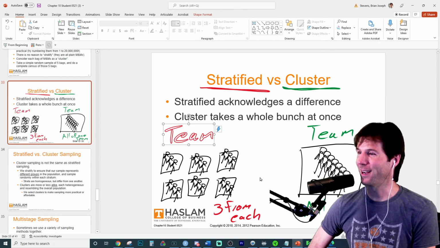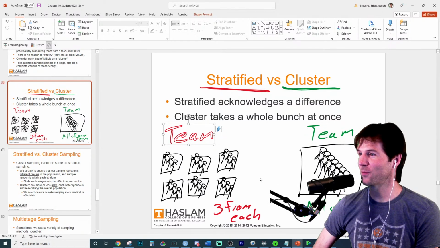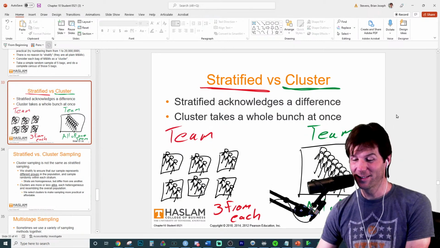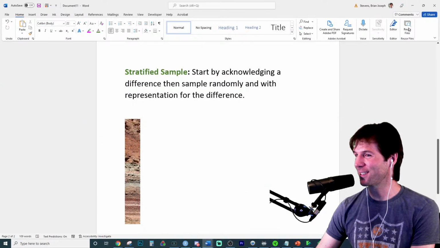I'm sure, no, I don't know. I just like to make fun of teams. Sorry, Astros. Do the Astros even exist anymore? I don't even know. So that's stratified versus cluster.